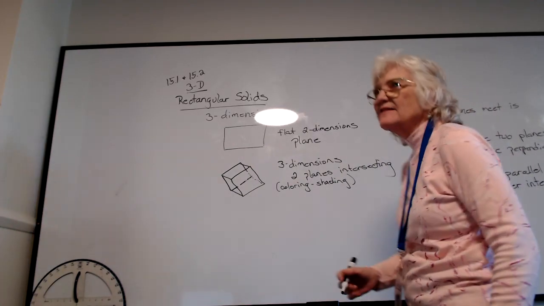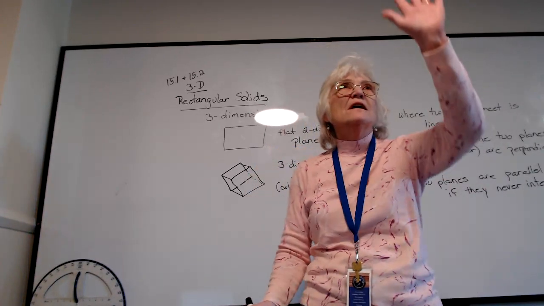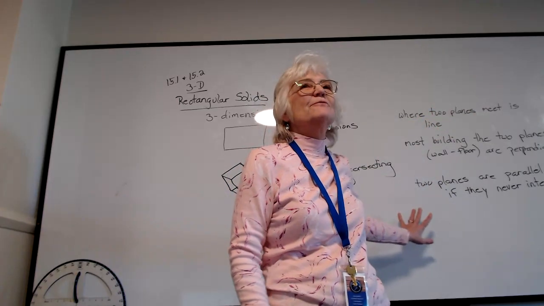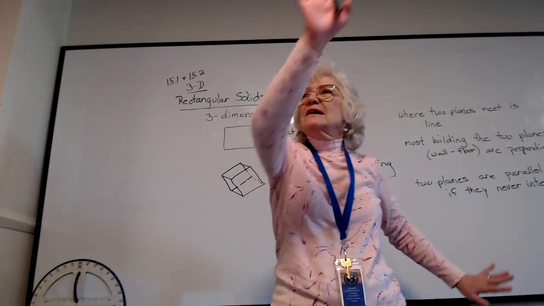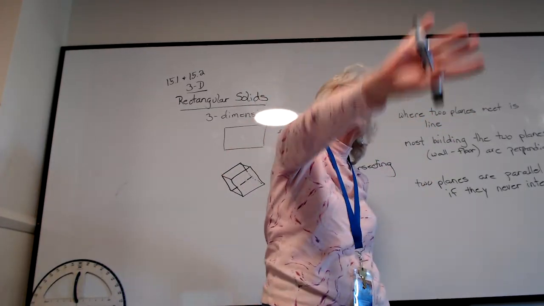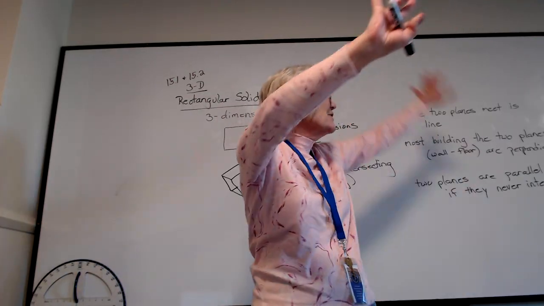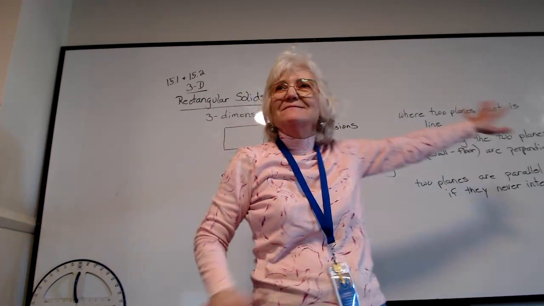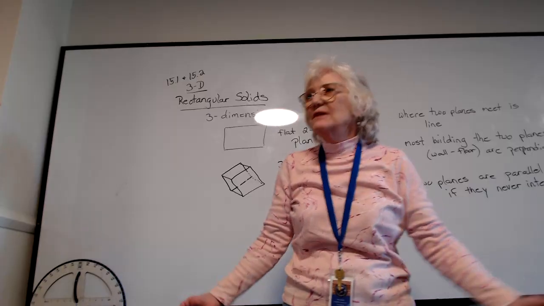So here I say, think about two different walls. That wall is parallel to this wall because they are not going to intersect. If you go on that wall there, it's never going to intersect with this wall. Okay, so they're parallel planes.